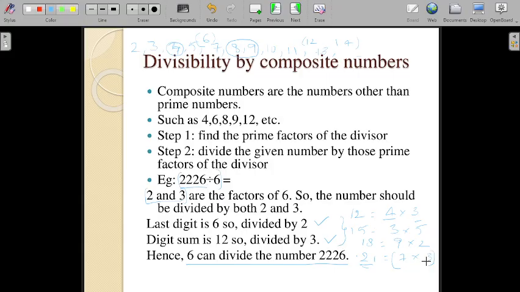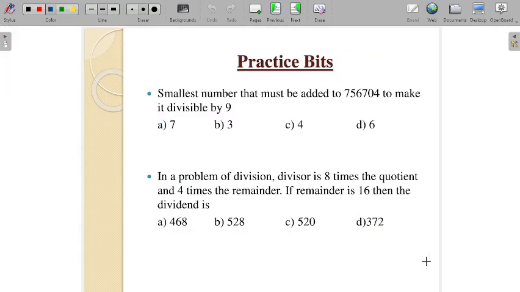Okay, let's go to the practice bits. These are not the easy ones. Definitely this level is a little bit higher. I don't say it's the easy one, but it's a moderate level.